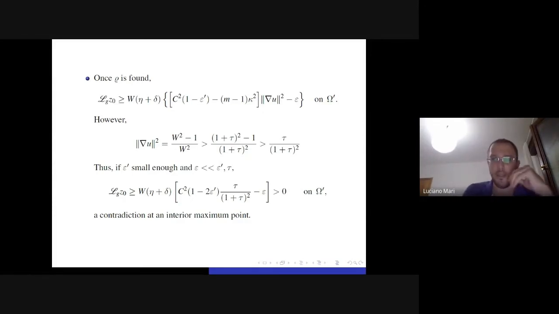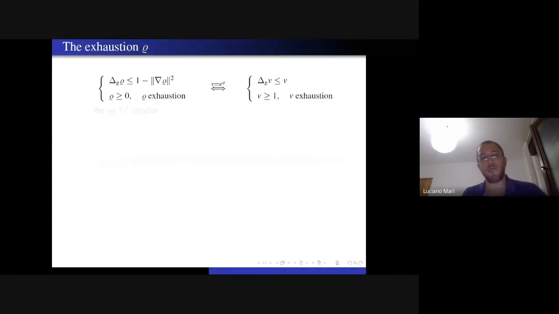So the main point is that the Laplacian of the exhaustion and the gradient of the exhaustion can be estimated jointly and not separately. So we can hope to find the equation. We want to find an exhaustion satisfying this inequality, non-negative and going to plus infinity. Well, actually, if you exponentiate, you get a simpler inequality: Laplacian of v less or equal than v, and v an exhaustion.